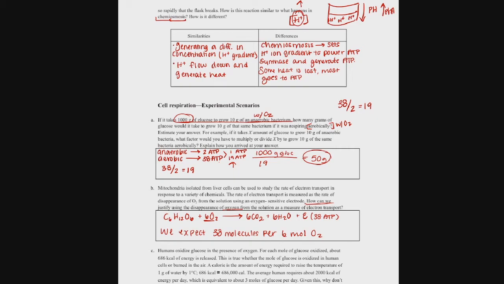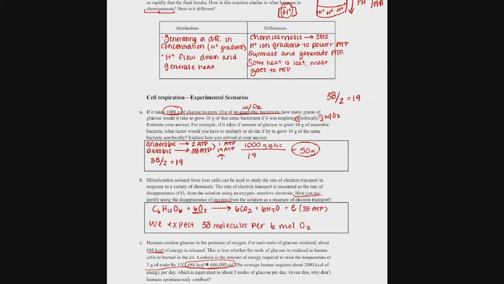Humans oxidize glucose in the presence of oxygen. For each mole of glucose oxidized, about 686 kcal of energy is released. This is true whether the mole of glucose is oxidized in human cells or burned in the air. A calorie is the amount of energy required to raise the temperature of 1 gram of water by 1 degree Celsius. So that is it converted into calories. The average human requires about 2,000 kcal of energy per day, which is equivalent to 3 moles of glucose per day. Given this, why don't humans spontaneously combust? And the answer for this is on the next page again.